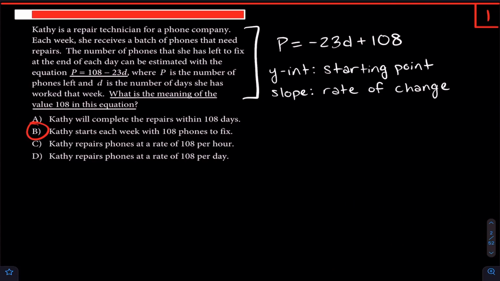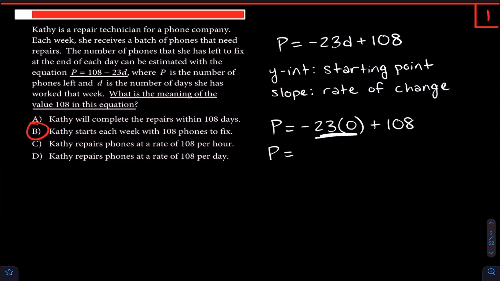But why is the y-intercept the starting point? That might be a question that you still have. So let's talk about that in the context of this problem. We can see here at the beginning of the problem, each week, Kathy is receiving a batch of phones that need repairs. So at the start of each week, right, starting point, 0 days have passed. That means that D is equal to 0. And since 23 times 0 is 0, P is equal to 108.